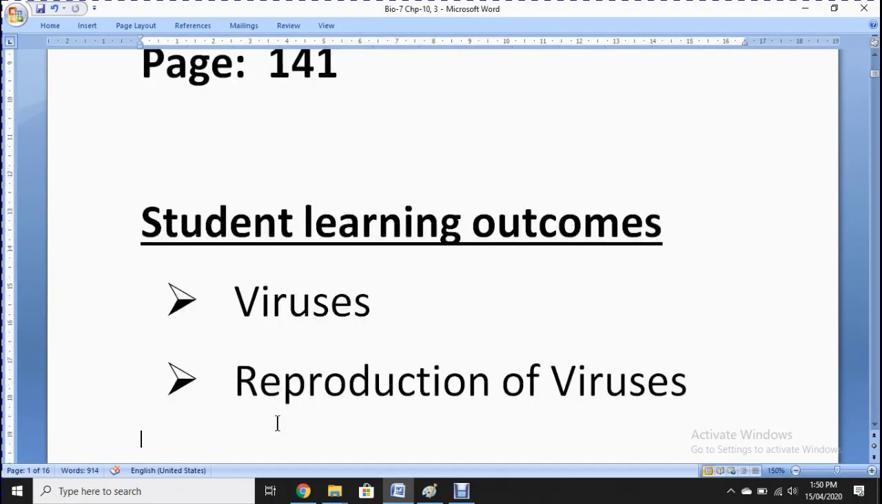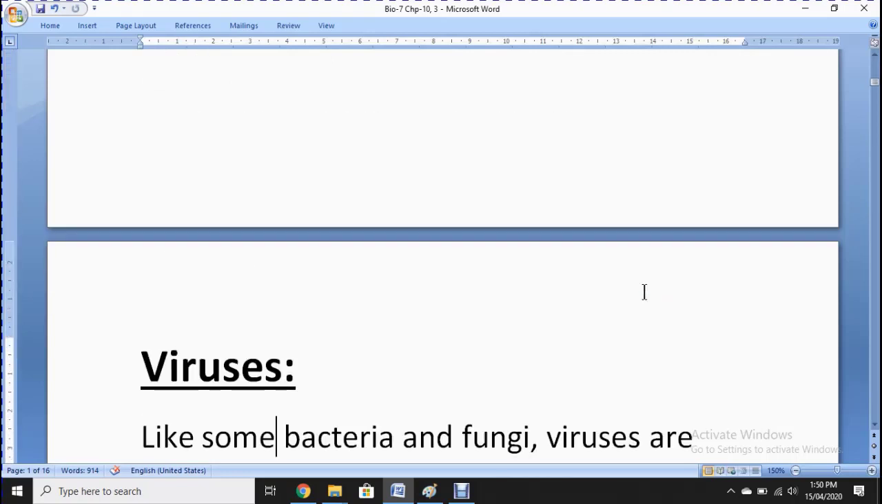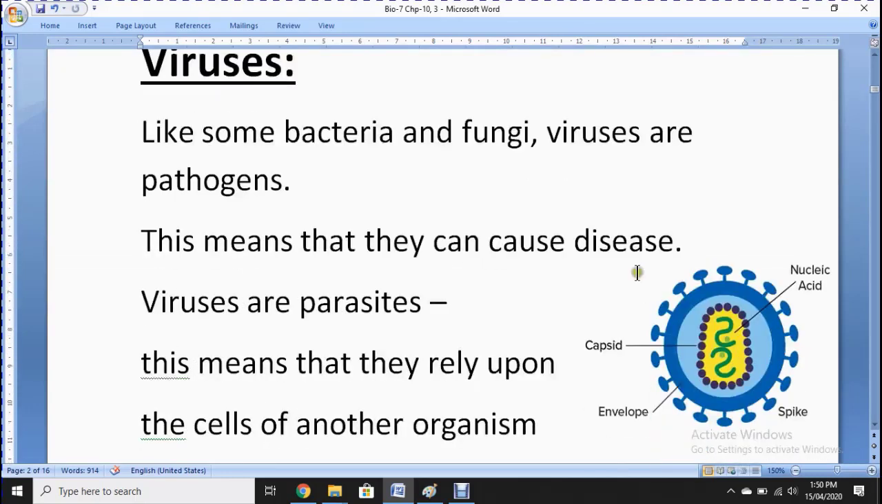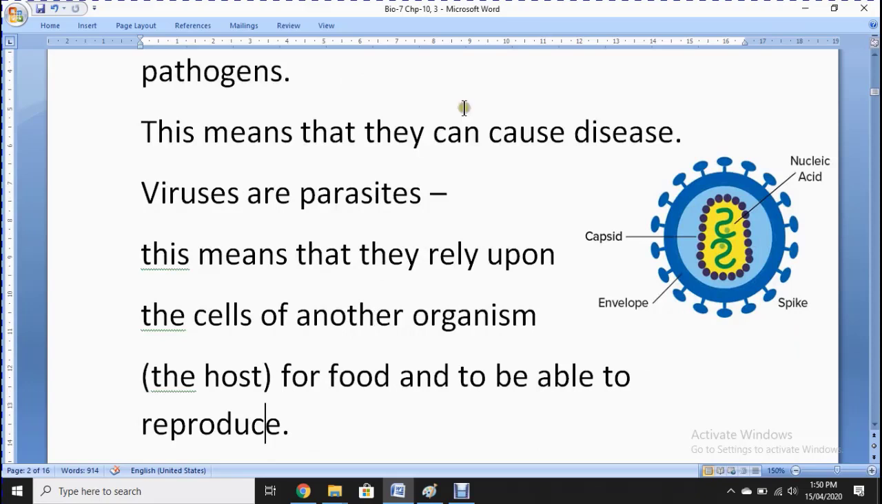So, today's student learning outcomes are viruses and reproduction of viruses. Let's see what viruses are. Like some bacteria and fungi, viruses are pathogens. This means that they can cause disease. Viruses are parasites, meaning they can't prepare their own food and they don't have any system in their body to make food or digest it. So they rely upon the cells of another organism, named the host, for food and to be able to reproduce.